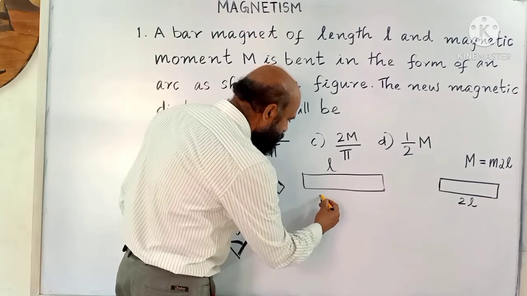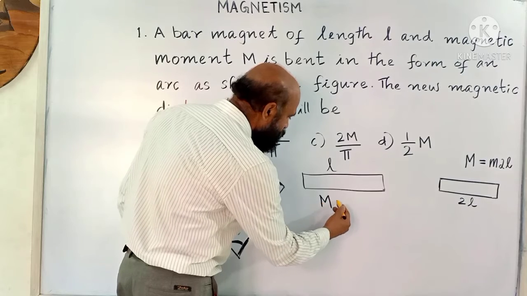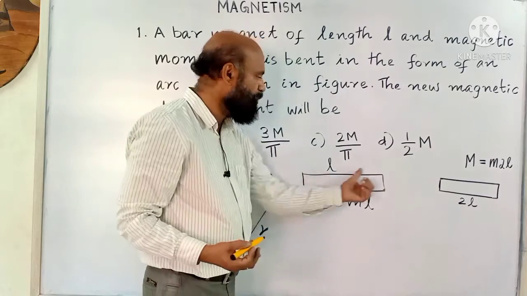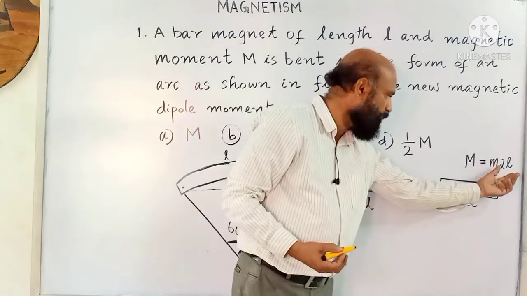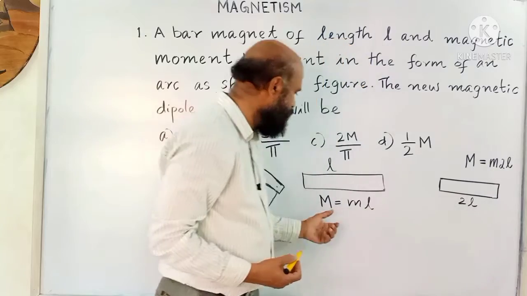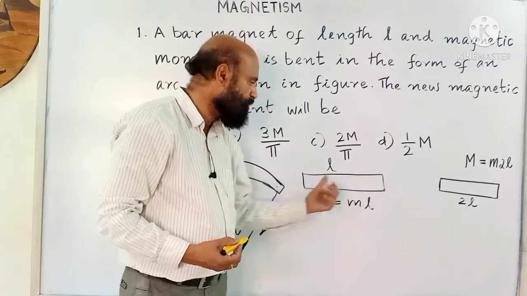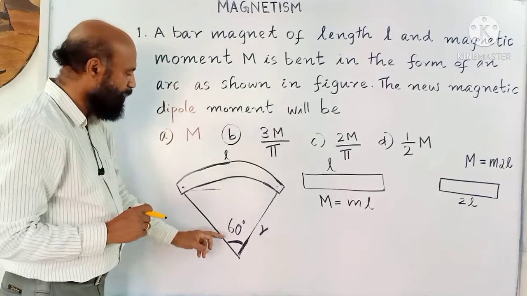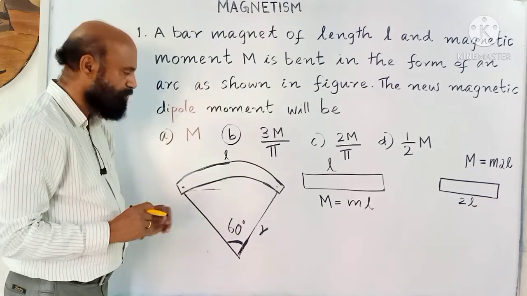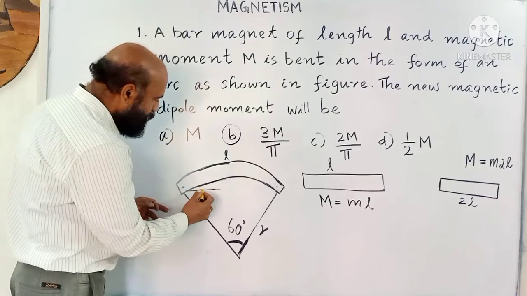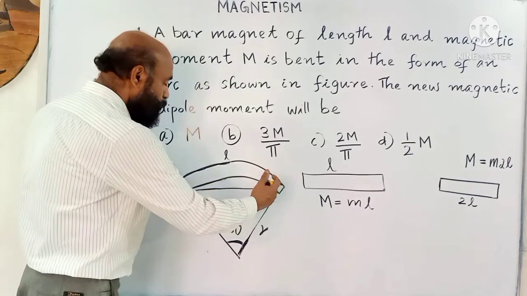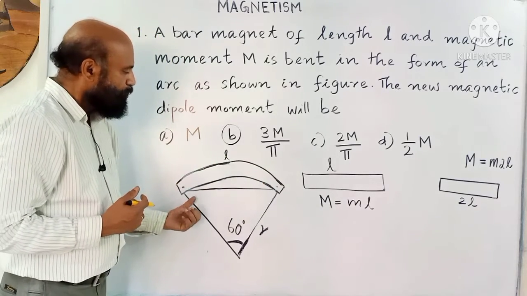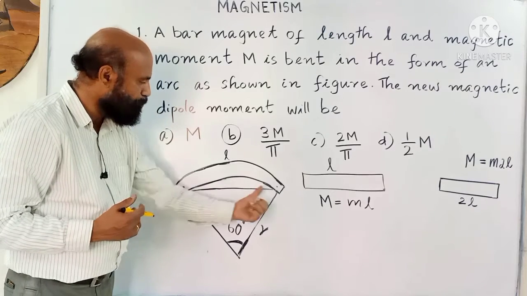So the magnetic dipole moment is M into L, because here the length of the magnet is given to be L. Usually it will be given as 2L, so M into 2L. Now here it is M into L because the length of the magnet is L. Now it is bent into the form of an arc. Here it is making 60 degrees. Now the distance between the poles became lesser. So now you have to get this distance between the poles.